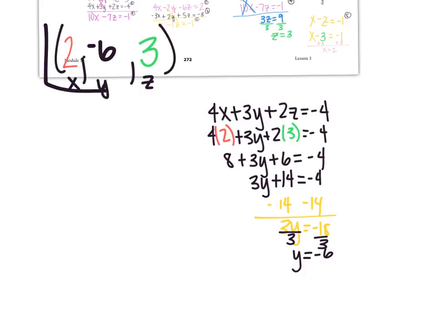So my answer to this problem would be this ordered triple, 2, -6, 3. That means the intersection of these 3 planes, because that's what they are when you graph in 3 dimensions. Each of these is a plane, and the intersection is the ordered triple, 2, -6, 3.